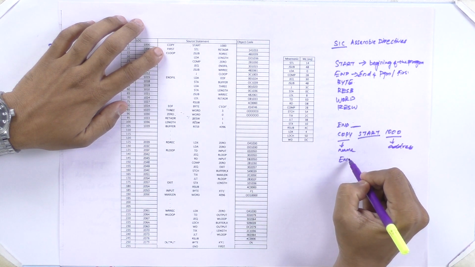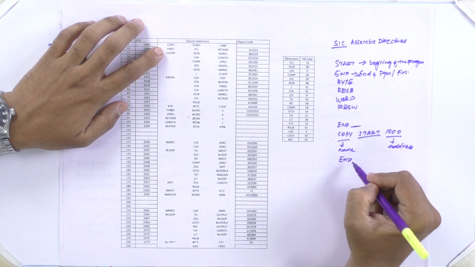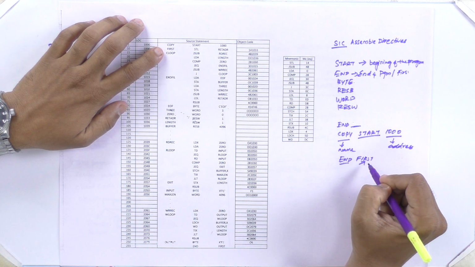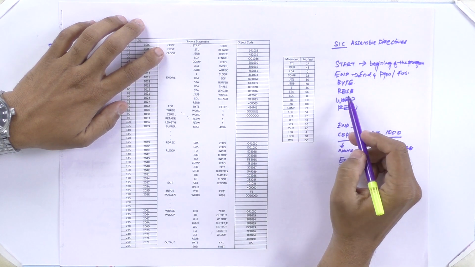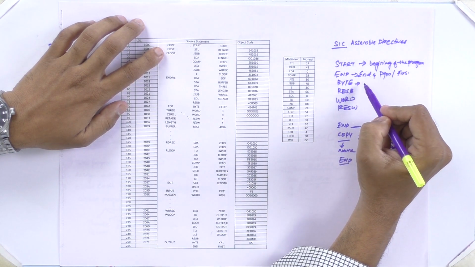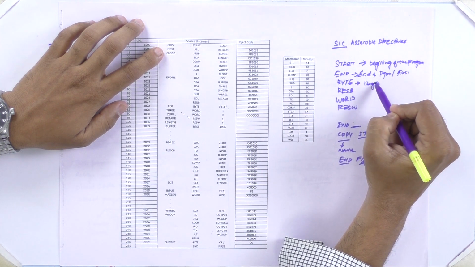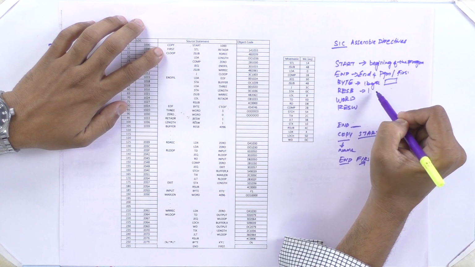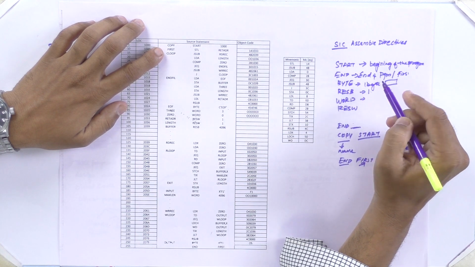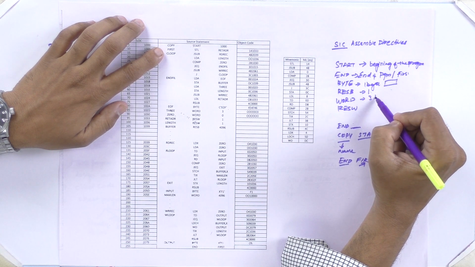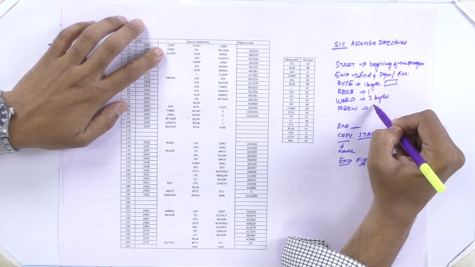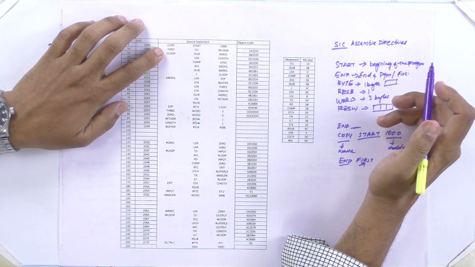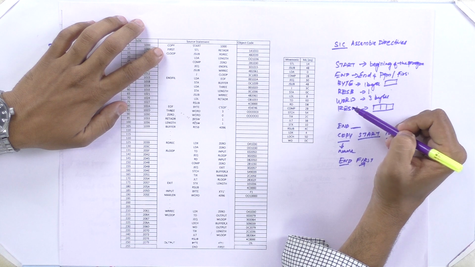And I have already said END. END specifies the end of the program, and if it is END FIRST, it means FIRST is the first executable statement. Next, BYTE: it will reserve 1 byte and you can store something in it. RESB will reserve bytes, but you can store whatever comes in the program. WORD specifies three consecutive bytes forming a word, and RESW specifies you are reserving 3 bytes for later use. So these are the assembler directives, and each assembler directive has its own function.